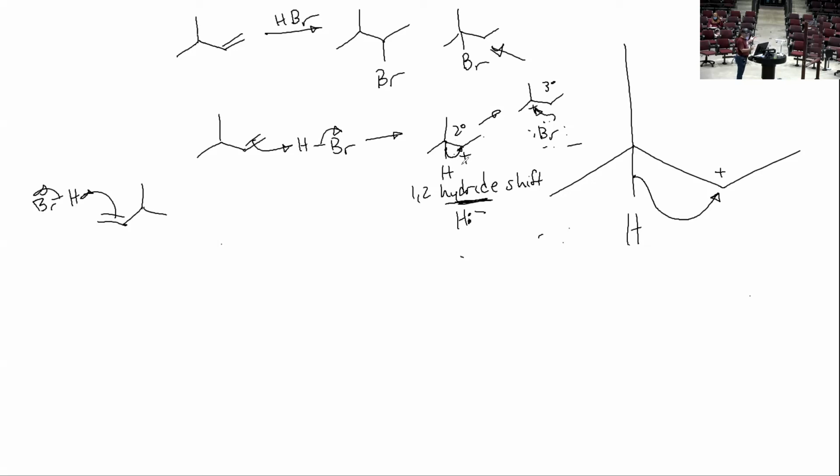And again, this is just an example. I would say 1,2 hydride shifts are the most common type of situation. But other groups besides hydrogen can also migrate. And I'll end with this last example that, as I said at the beginning of class, the pressure's on in order for me to get it right.